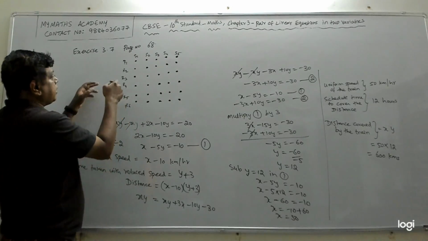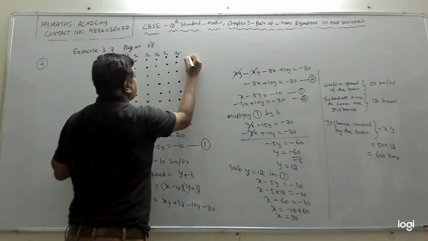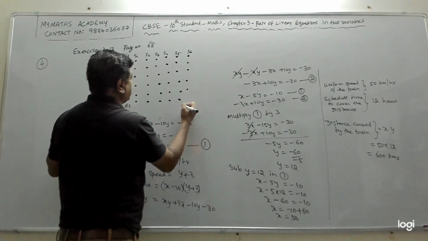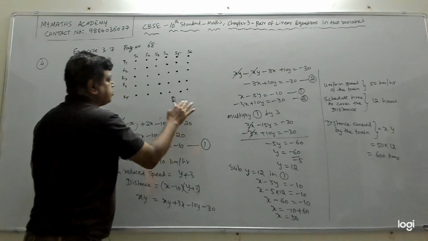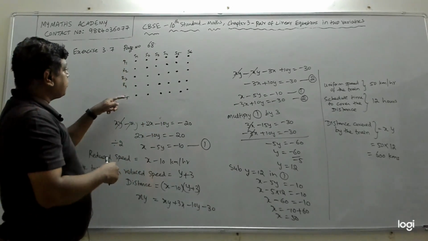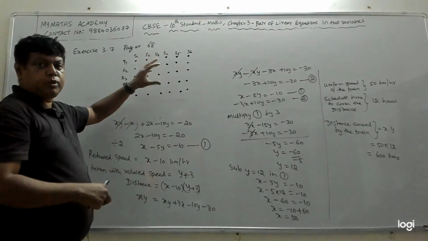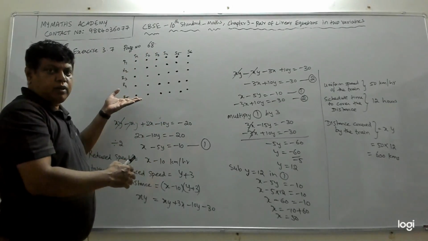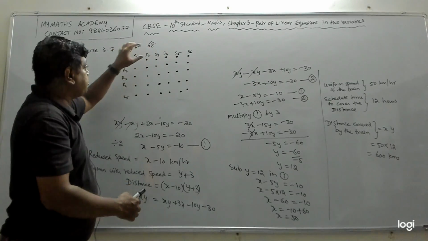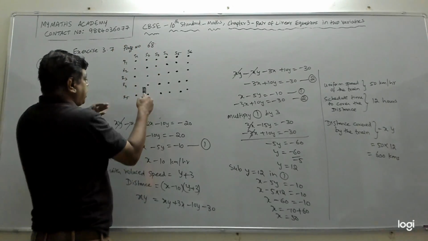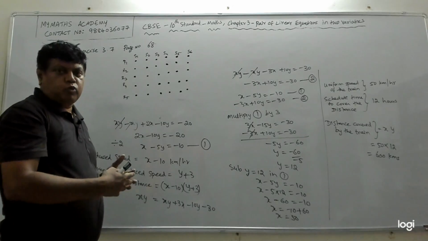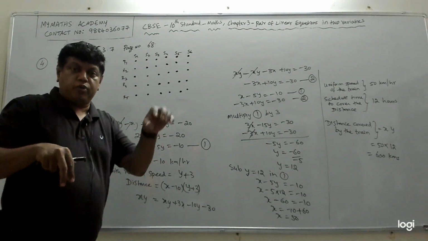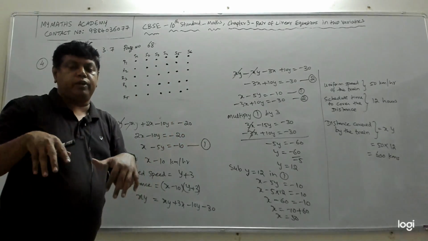Suppose I increase the number of students in each row, putting 1 more student here. Then I don't need this row, because again the number of students is 5 into 6, 30 students. So when you increase the number of students in a particular row, the number of rows will reduce. And if you reduce the number of students in each row, suppose you put only 4 students in one row, then the number of rows will increase. So if you increase the number of students standing in a row, the number of rows will decrease.